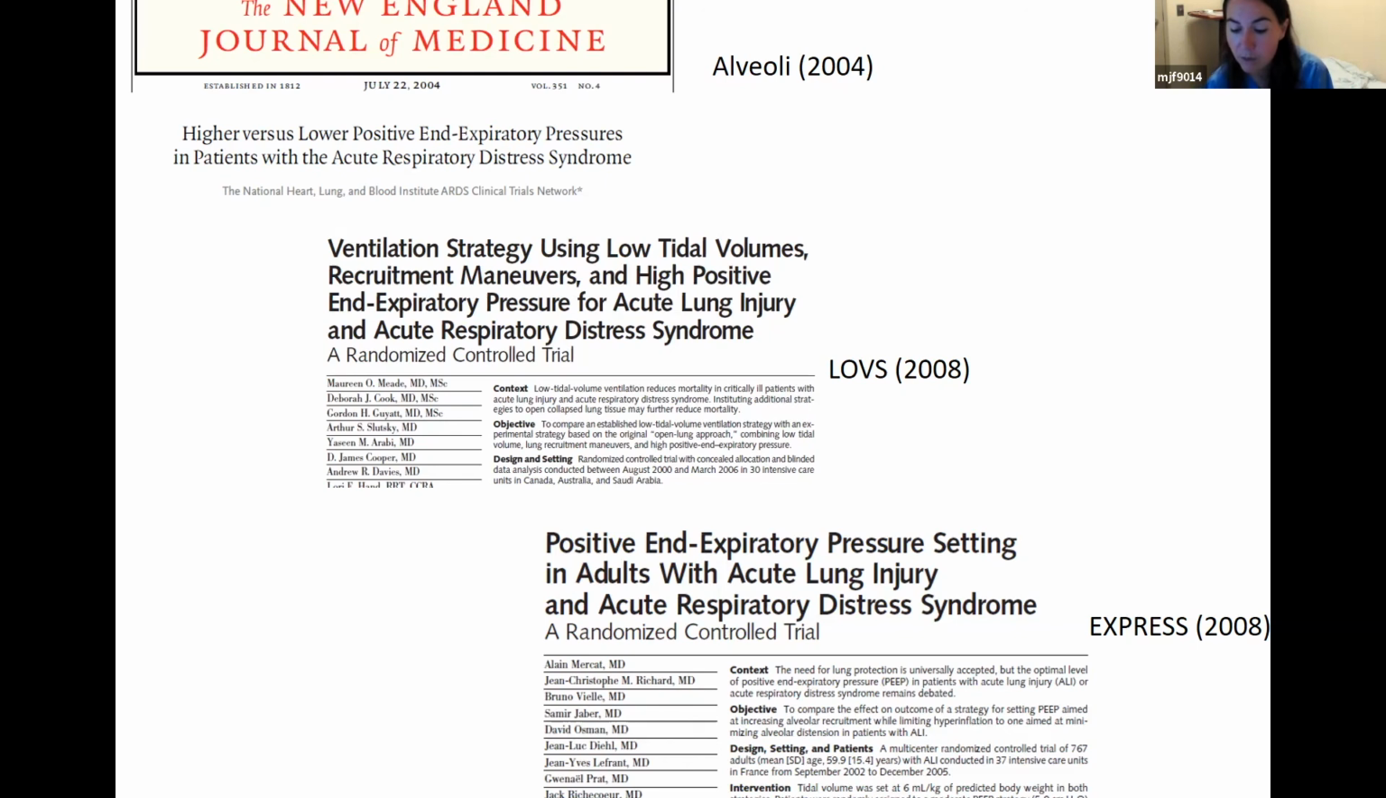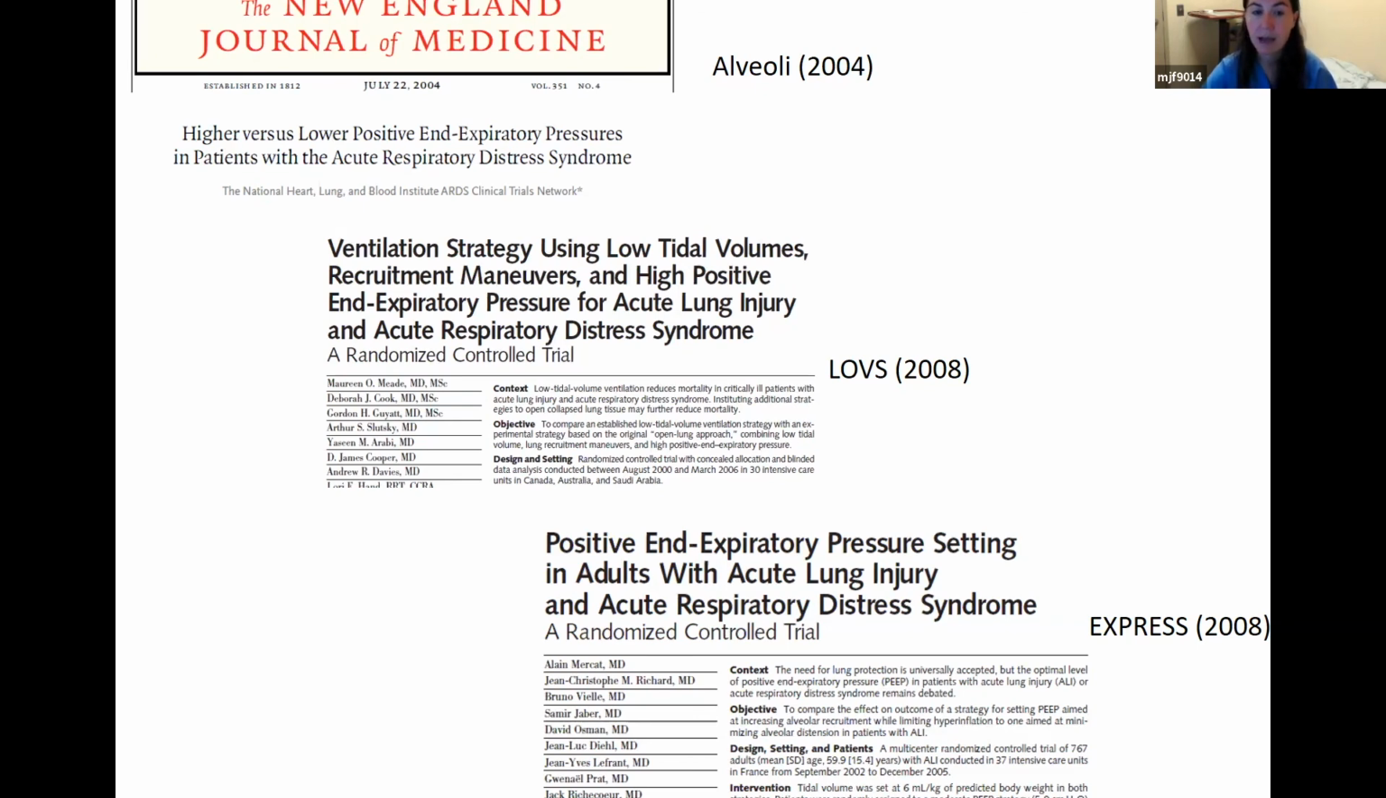The LOVS trial, there was a high PEEP group with a mean of 14.6 and a low PEEP group with a mean of 9.8. This trial showed lower rates of hypoxemia and lower rates of the use of rescue therapies, but the mortality between the groups was unchanged. And then the EXPRESS trial, there was a minimal distension group where PEEPs were 5 to 9, and then an increased recruitment group where the PEEP was basically as high as possible without increasing the plateau pressures above 28 to 30. And this also did not show a mortality benefit, though it did show more ventilator-free days and more organ failure-free days.